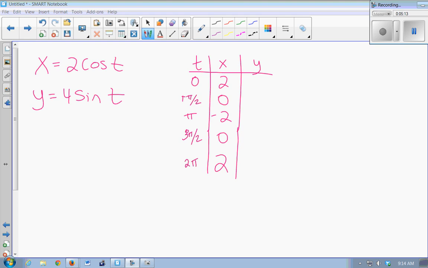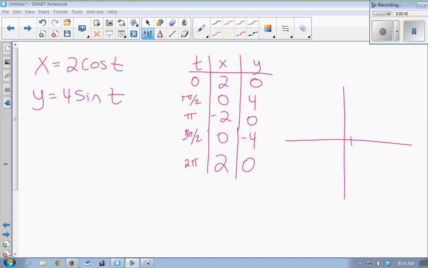Then you do the same thing, plug into the y formula. The sine of 0 is 0. Sine of pi over 2 is 1. 4 times 1 is 4. The sine of pi is 0. The sine of 3 pi over 2 is negative 1. And sine of 2 pi is 0. Then I have a bunch of ordered pairs, x's and y's, so I could plot this without knowing anything about it. I'm just plotting points.